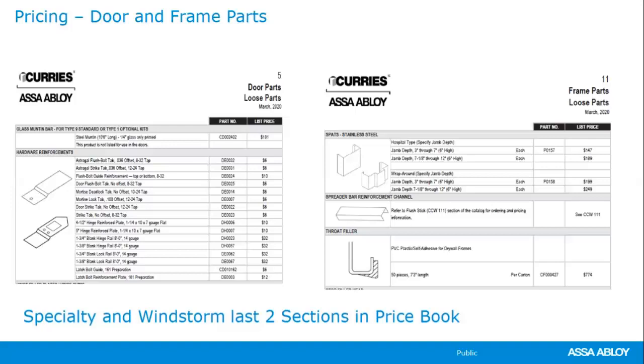And then in your windstorm section, you'll have your windstorm material, types of doors and frames, along with your FEMA for tornadoes, for hurricanes. All of those items are listed in the windstorm section.